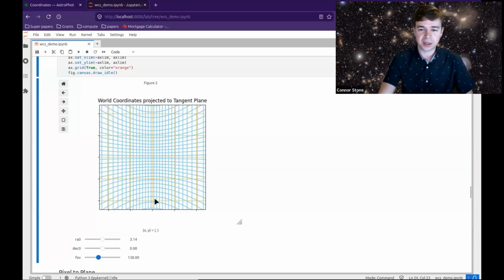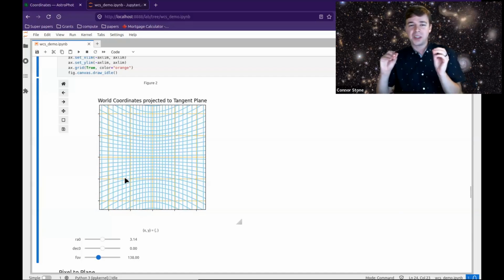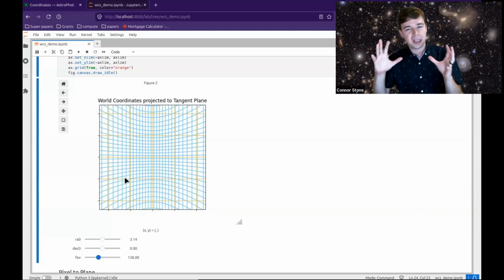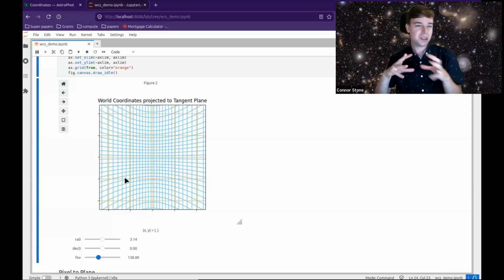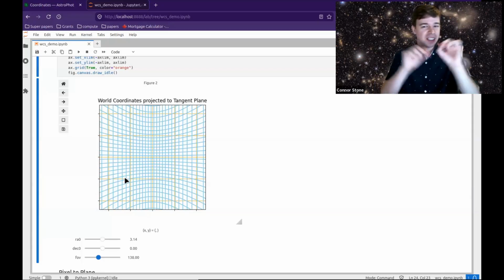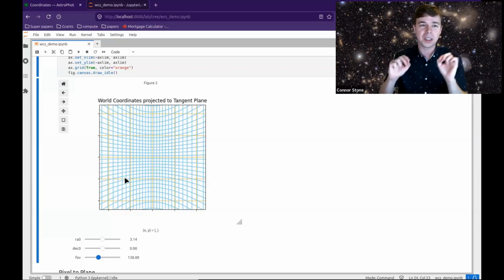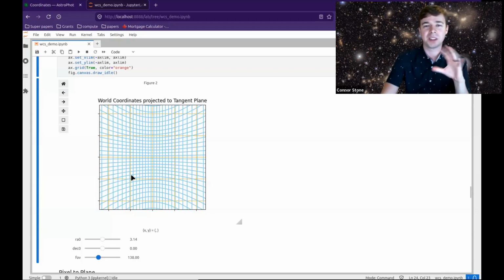These RA Dec coordinates are warped relative to our nice, simple tangent plane grid. So if you imagined trying to model some extended object in the night sky fully in the world coordinates, calculating distances between points would just be a huge pain, and you'd have to use those really complicated equations above in order to calculate those distances. So if you have a large image, the tangent plane is not a good approximation.